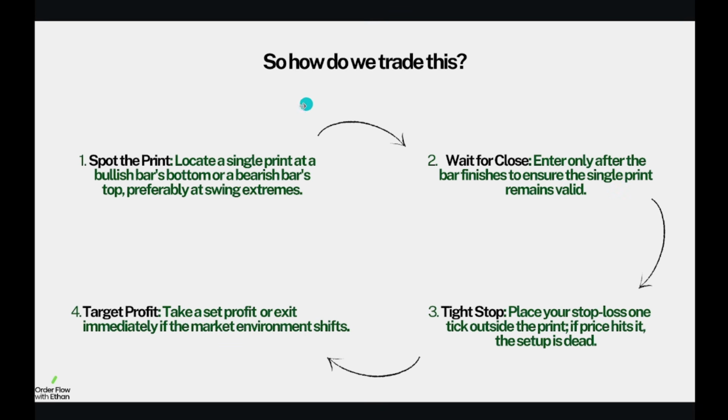So how do we trade this? First of all, you gotta spot the print: locate a single print at a bullish bar's bottom or a bearish bar's top, preferably at swing extremes. Then you gotta wait for the close. Enter only after the bar finishes to ensure the single print remains valid. You should also not take any single trade you see. Please make sure to find other confirmation zones, because these are just confirmations in the end. You gotta get a lot of information together before taking a trade. Then put a tight stop: place your stop loss one tick outside the print. If price hits it, the setup is dead. Then take a set profit or exit immediately if the market environment shifts.